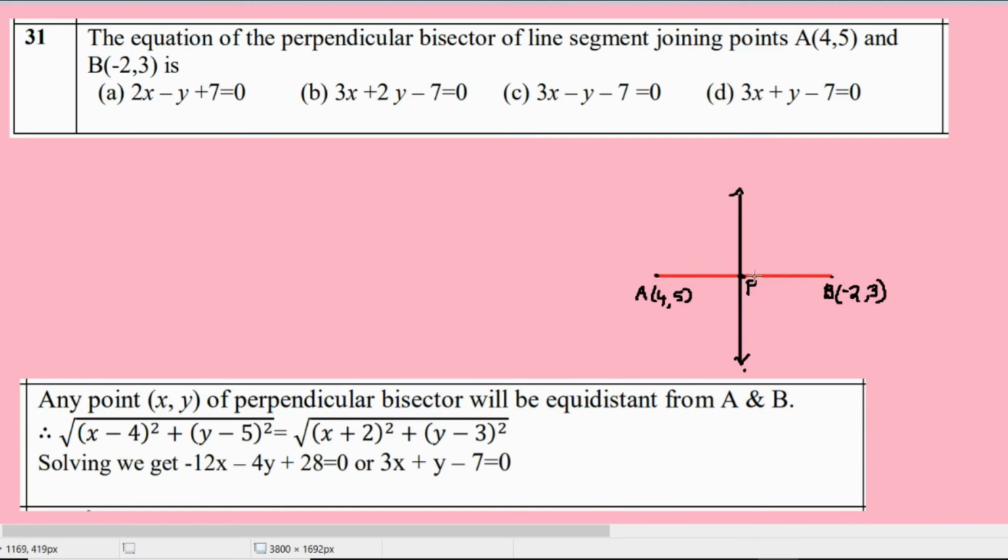So AP will be equal to BP. So we have to use the distance formula for AP and also for BP, and both are equal. AP is equal to BP because this black line is a perpendicular bisector. A perpendicular bisector will divide any line segment exactly into two halves, making an angle of 90 degrees. So the distance AP is equal to the distance BP. So after applying the points (4, 5) and (x, y) on AP and (minus 2, 3) and (x, y) on BP, we will get the equation 3x plus y minus 7 is equal to 0. The correct option for the 31st question is D.